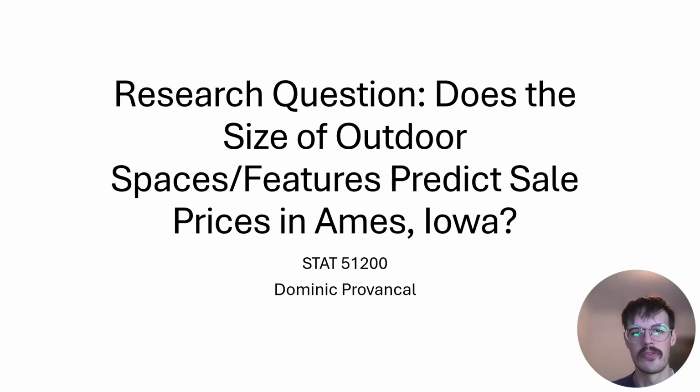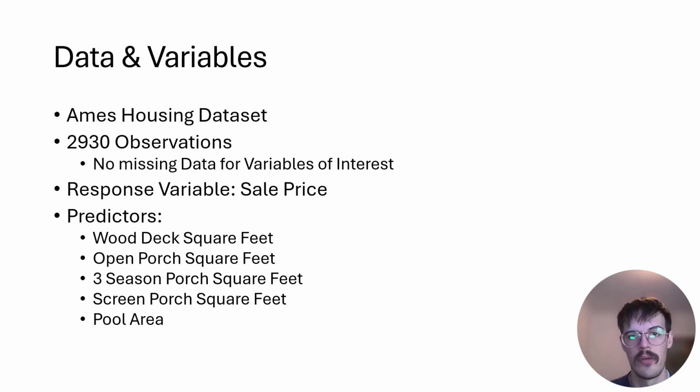I'm going to be addressing the research question: does the size of outdoor spaces and features predict sale prices in Ames, Iowa? I'll be using the Ames housing data set previously mentioned in this presentation. All observations will be used as there are no missing data for our variables of interest. Wood deck square feet, open porch square feet, three-season porch square feet, screen porch square feet, and pool area are 5 continuous explanatory variables that are going to be used to predict the response variable, sale price.